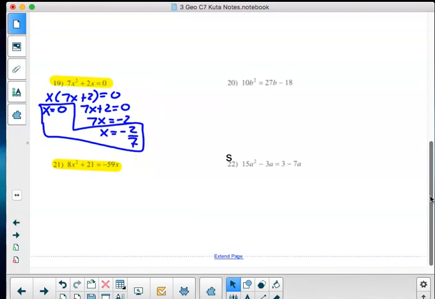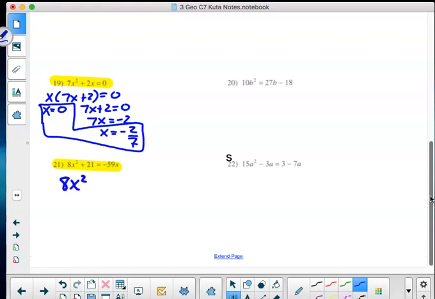21. We've got 8x squared plus 21 equal -59. So I've got to add 59 to both sides. 8x squared plus 59x plus 21 is equal to 0. Now remember, 21 is 1 times 21 or 3 times 7. Those are my choices. I've got to get 8 really big, but 8 times 7 is 56. Well, 56, 59, that's 3 away. So 3 and 7 I'm going to use. I'm going to show you how I'm using it.